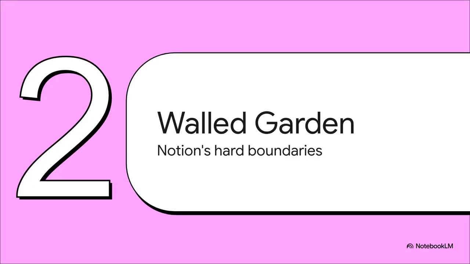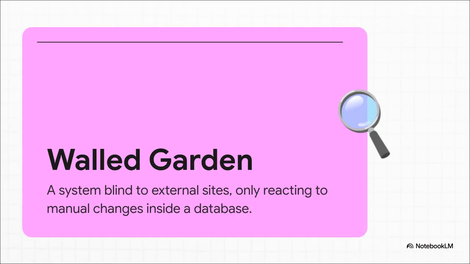Section 2, the walled garden's limits. Let's look at the hard boundaries here. The crucial thing to understand is that a native automation only kicks into gear after you've already done the manual work of pasting data into a row. It's a walled garden. These automations are built purely to react. You set a status to 1 and it stamps a date. Great. But it is completely blind to your browser, your inbox, or literally anything else on the web. It is a totally closed loop.